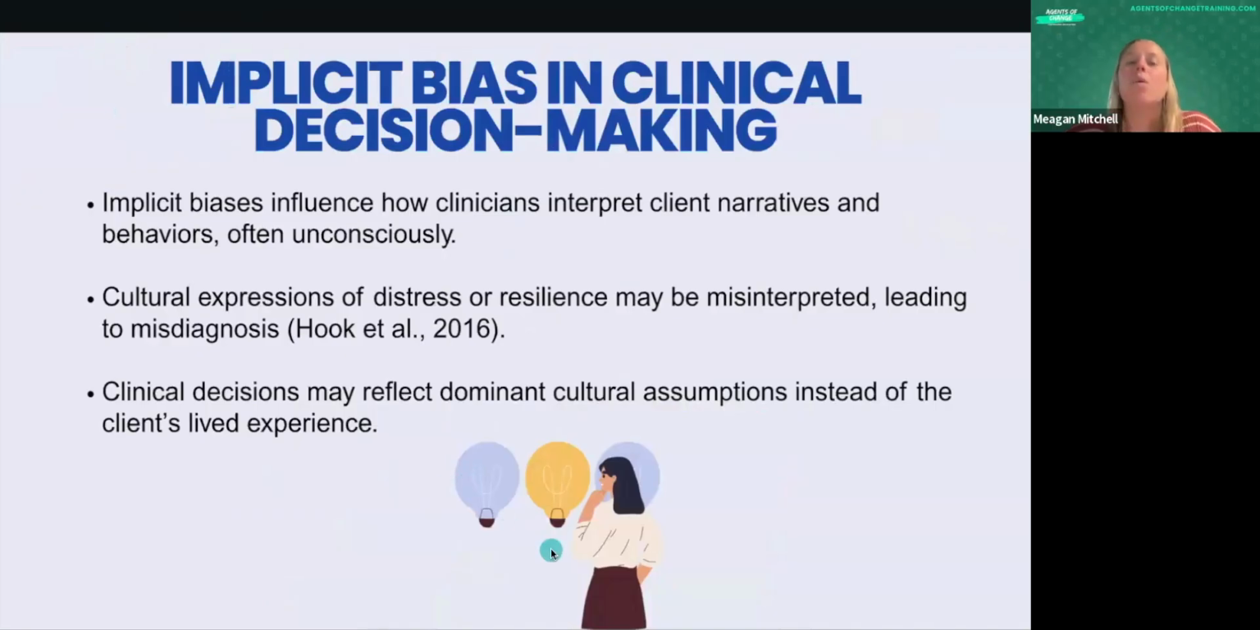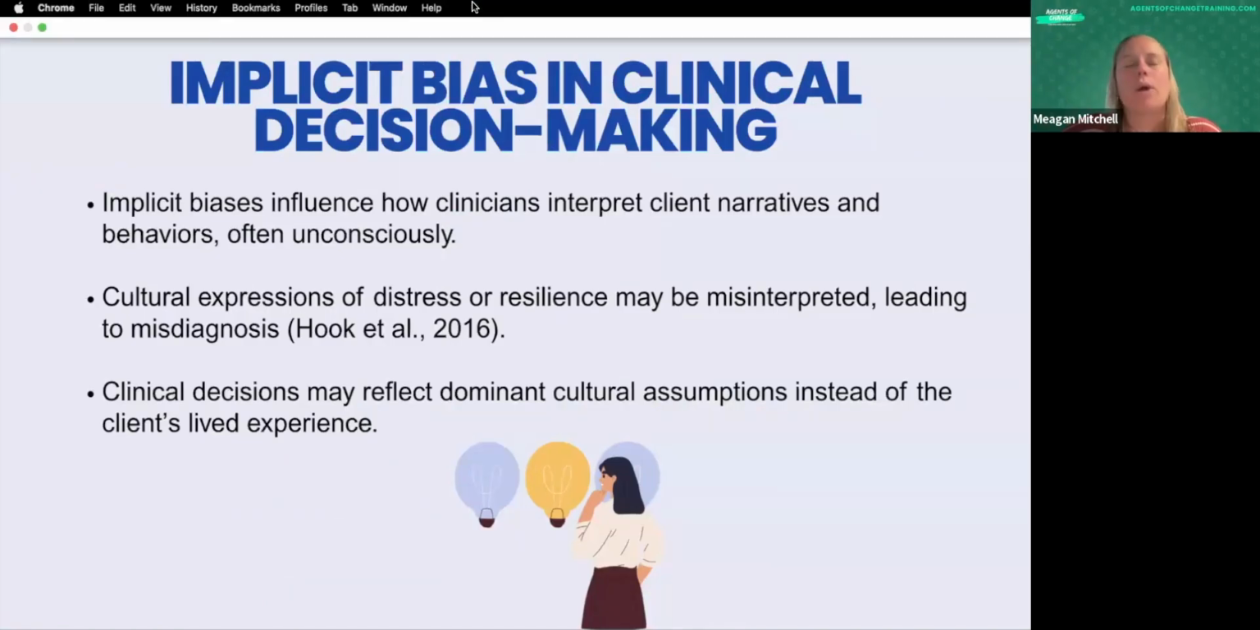Okay, perfect. What is implicit bias? Implicit bias are those different ideals, values, thought processes that we hold. Oftentimes we do not do it consciously. They could be due to the way we were raised or where we are in our life, our own experiences. But it does influence how we interpret clients' narratives, behaviors, clinical presentations.